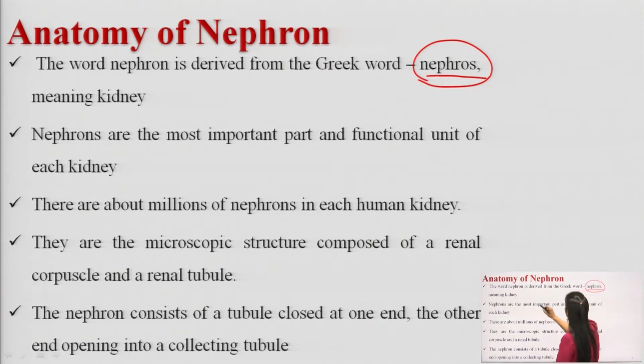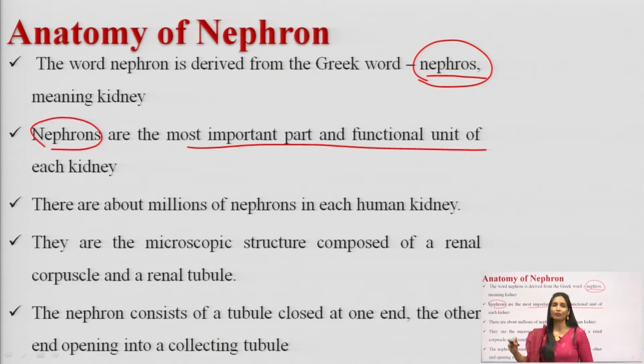So, the most important functional unit of the kidney is the nephron. What is a nephron? A nephron is the most important structural and functional unit of any kidney. And how many nephrons are present in the human kidney? There are more than 1 million nephrons in each kidney. It is a microscopic structure, which consists of renal corpuscle and renal tubule.